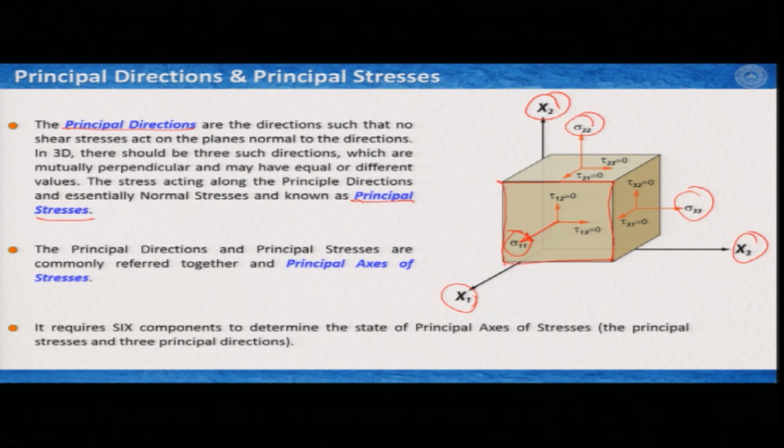Now if I consider a 3-dimensional system, then it is quite obvious that I would have 3 principal stresses and 3 principal directions. So altogether it requires 6 components to determine the state of principal axis of stresses acting on a body.